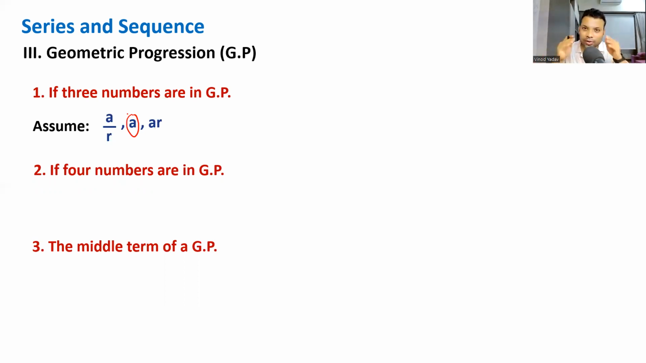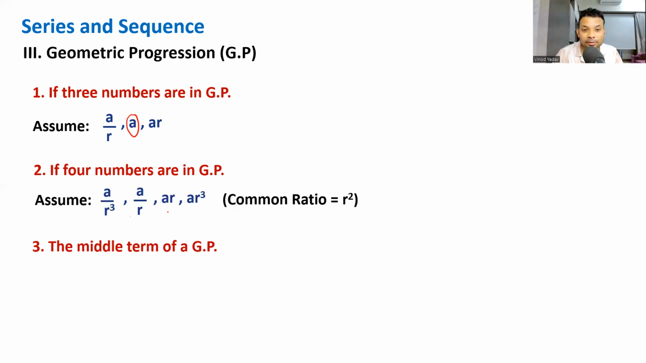If you know these three terms, you can develop 5 terms, 7 terms, 9 terms; just keep adding one term on both sides. For 4 numbers, I am sure you remember, we start with the middle two terms, but assume them such that r cancels. To go from a by r to ar, you have to multiply by r square. Then only you will get ar. So here you have to maintain the common ratio as r square. This is how I assume 4 numbers in GP if they are talking about the product of the terms.